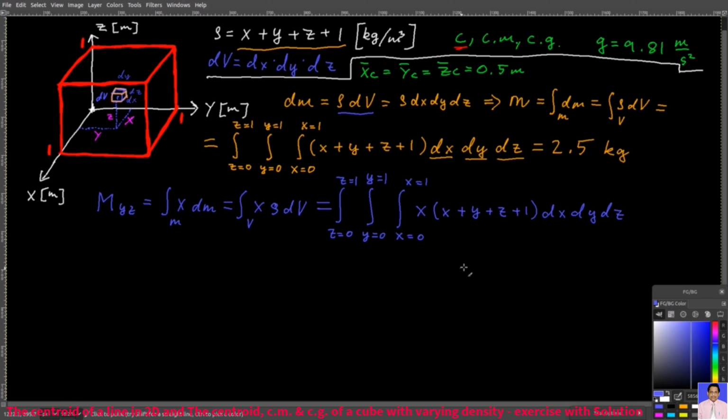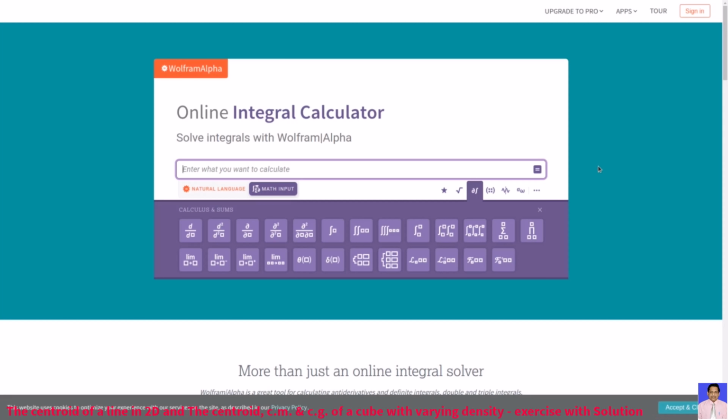And now you have to evaluate this integral. The way you do it is exactly the same as we did with the previous integral. You will have your inner integral, middle integral, and outer integral. If you don't want to do it by hand, then you can go to Wolfram Alpha.